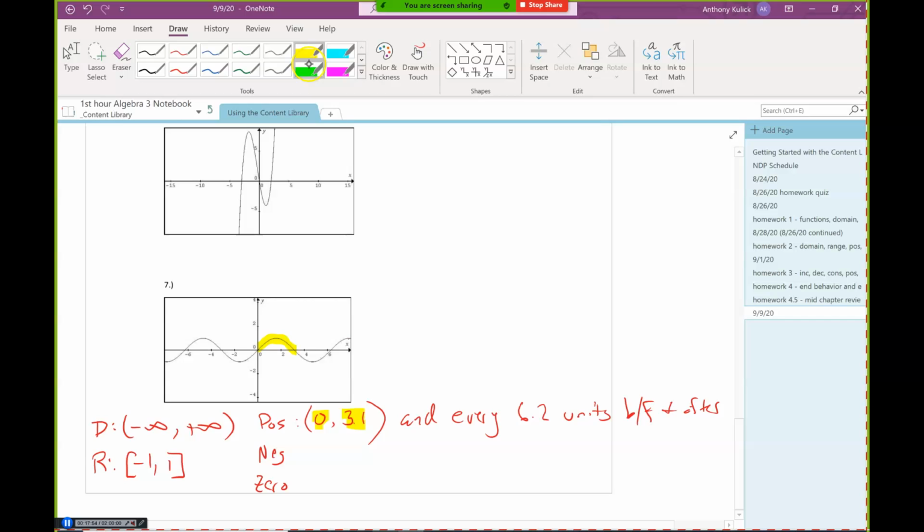We can make the similar argument from a negative perspective. If I look here, there's a negative, and there's going to be, again, infinitely many of these negative sections. So this looks like negative 3.1 to 0. And then we'll say every 6.2 units before and after.